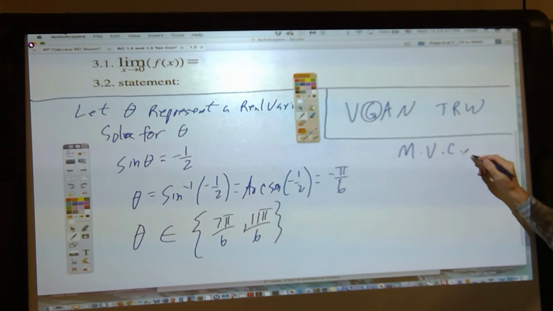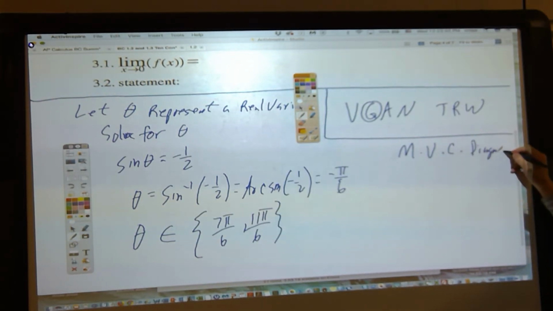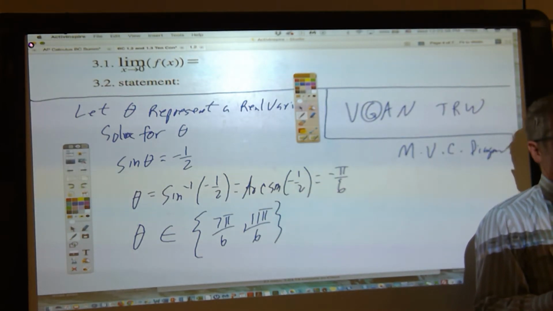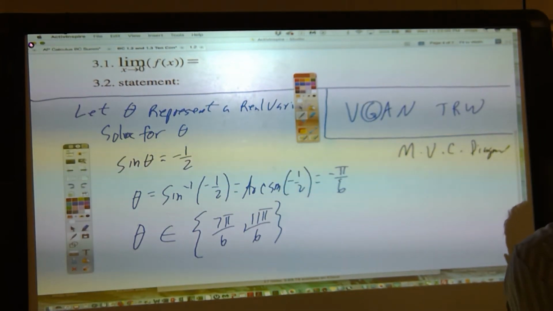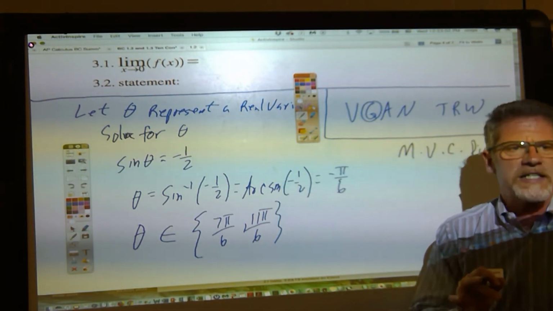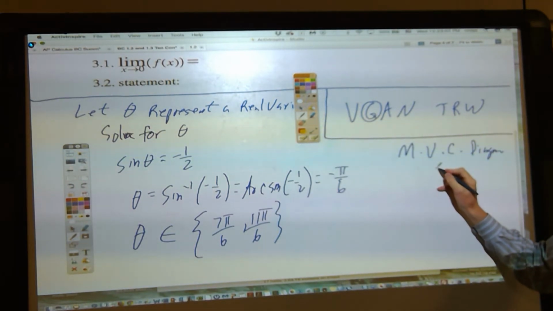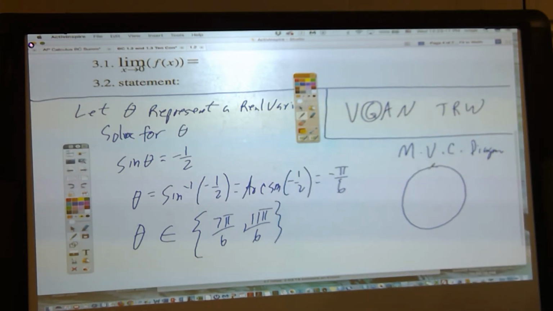Muck, M-U-C, mini unit circle diagram. Since nobody had the correct solution, some of you had partial, but you didn't have all. I would like all of you to master drawing muck diagrams because they're fast and they're so visual. They will deepen your understanding of how to solve trig equations. Every muck diagram has a circle. It's not that big of a deal. It's just a small circle.